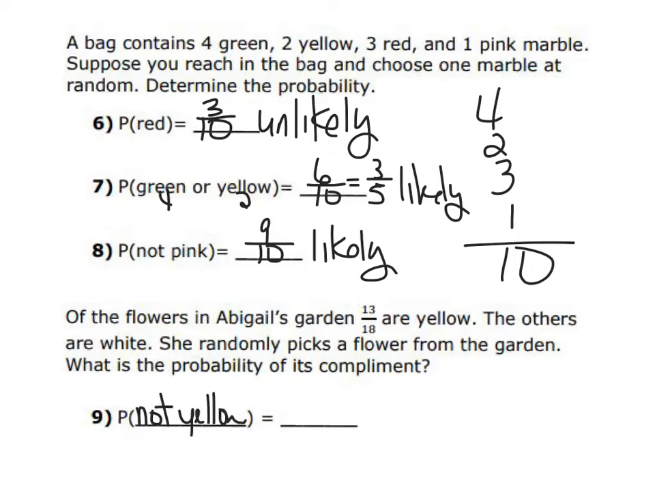Could you just put probability of white? Yes, we could do that because that's basically what we're looking for, right? The probability of a white flower. But because it's saying the probability of its complement, you have to write not yellow. That's where students get confused. Whenever they say complement, then you're doing the unfavorable event of what they're giving you. If you have 13 yellow flowers, how many are not yellow? 5. So that means the probability is 5 out of 18. And is that likely or unlikely?